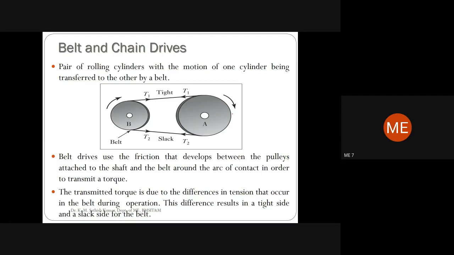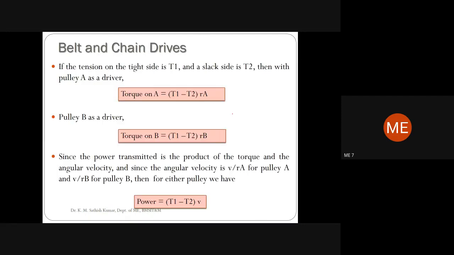The torque obtained is basically the difference in tension that occurs in the belt during operation between the tight side and the slack side. It is T1 minus T2. That is what is called the torque, which is going to be present.